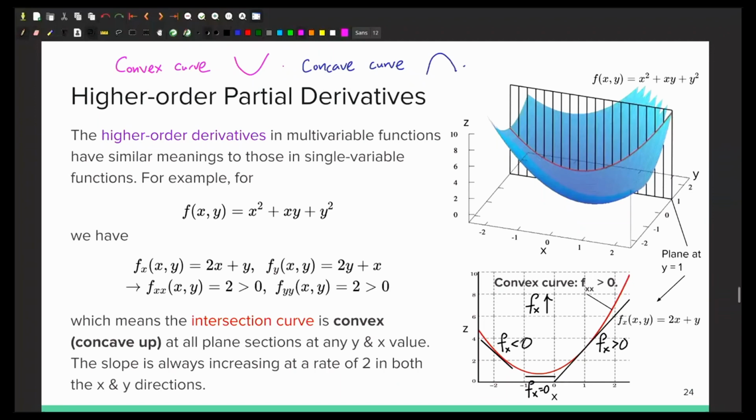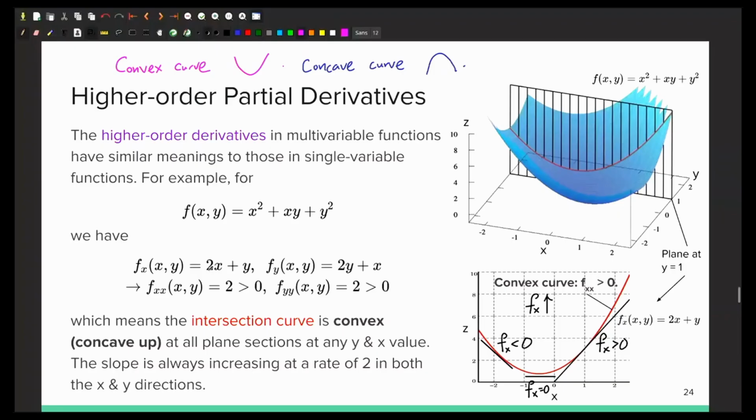So what does that imply? That implies that the slope f sub x is increasing. So when some function is increasing, the rate of change of the function must be positive. Agree? Because that's what increasing means, right? That's what rate of change means. If rate of change is positive, that means the function is increasing.